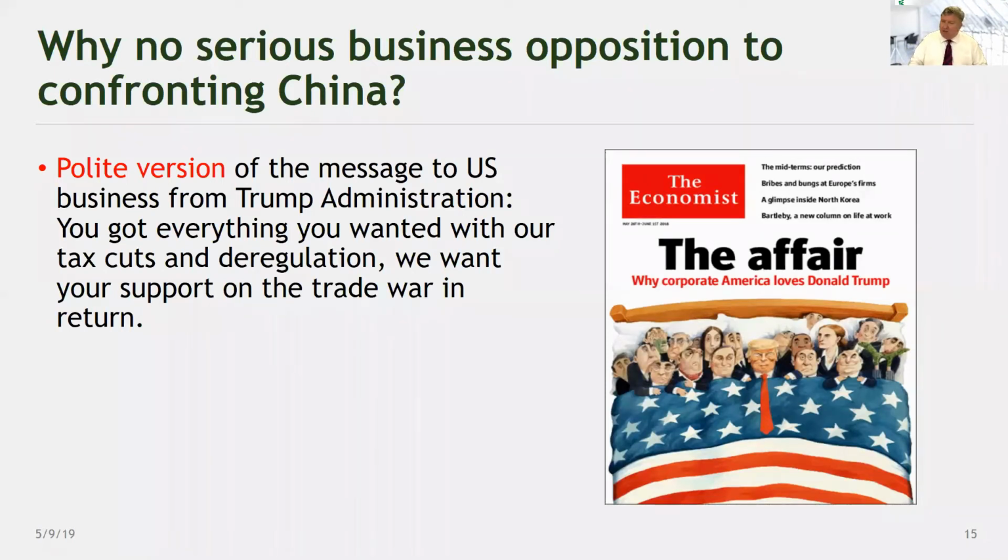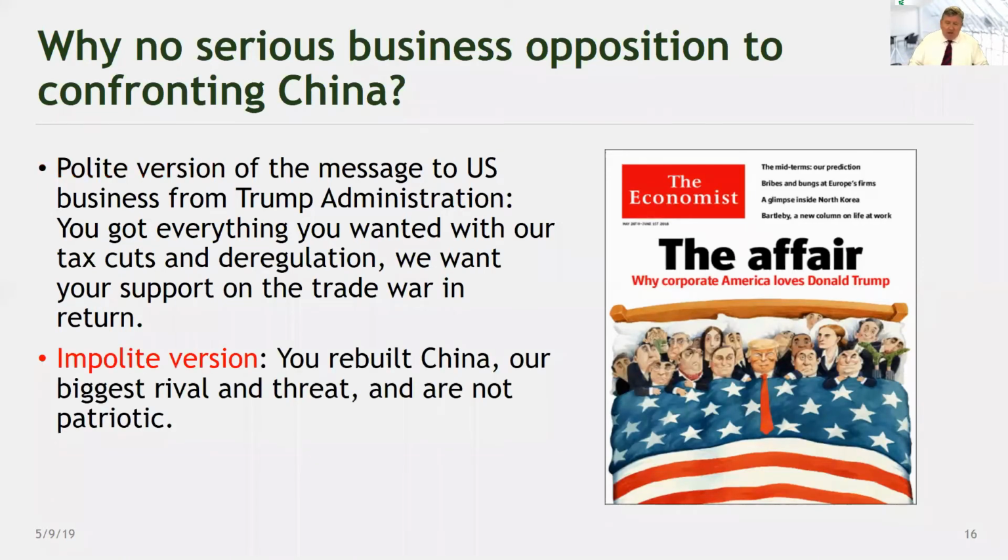And part of the polite answer from the Trump administration is that business got huge tax cuts and deregulation, that they've benefited from this, and that the bashing of China, or the trade confrontation with China, is the price that they should pay for these other goodies. In other words, you got what you wanted in tax cuts and deregulation. We want to fix China, get in line. That's the polite message.